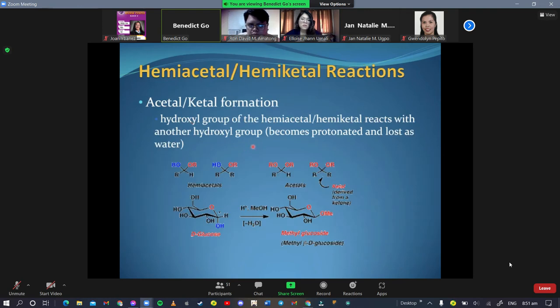Acetal and ketal formation, don't be too worried about this. You know, when glucose in open form cyclizes, then you'll form a hemiacetal. And usually you'll find ketals and hemiketals in disaccharides. Don't worry so much about that.